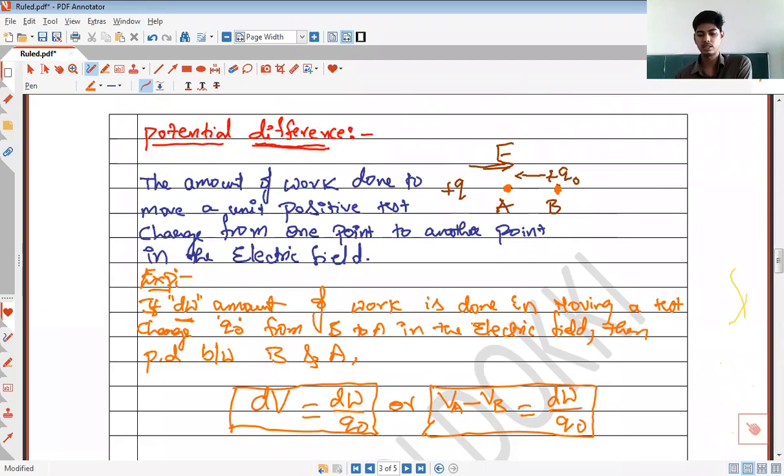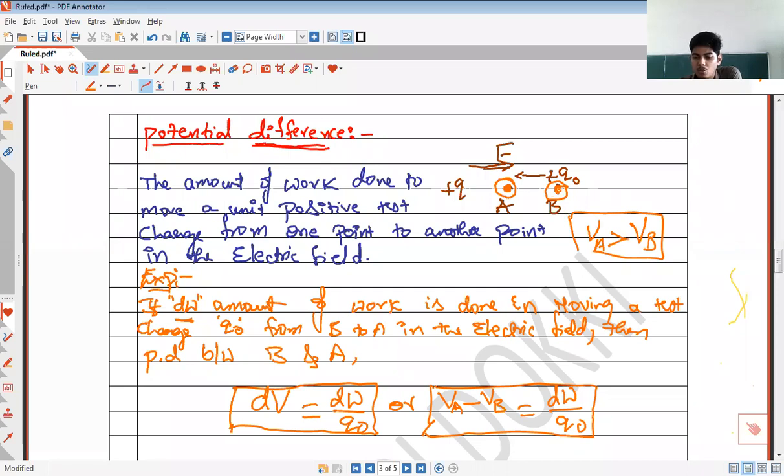See, what is VA? VA is potential at A, and VB is potential at B. When we move the charge from B to A, it means that potential at A is greater than potential at B, isn't it? Look at points A and B. Point A is closer to the source charge and point B is at a large distance from the source charge. So potential at point A must be greater than potential at point B. This condition will be true.